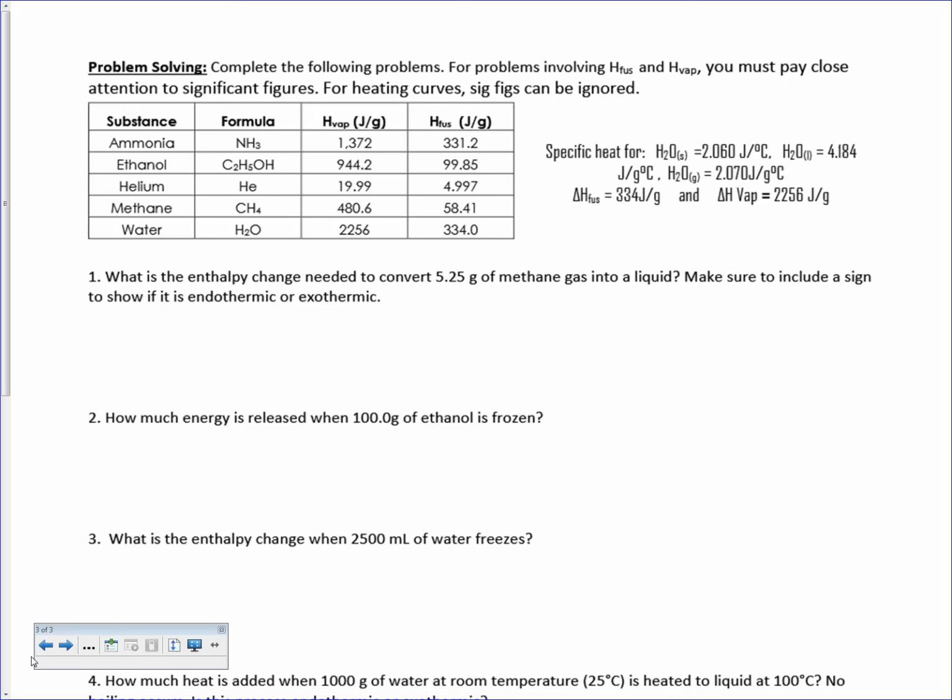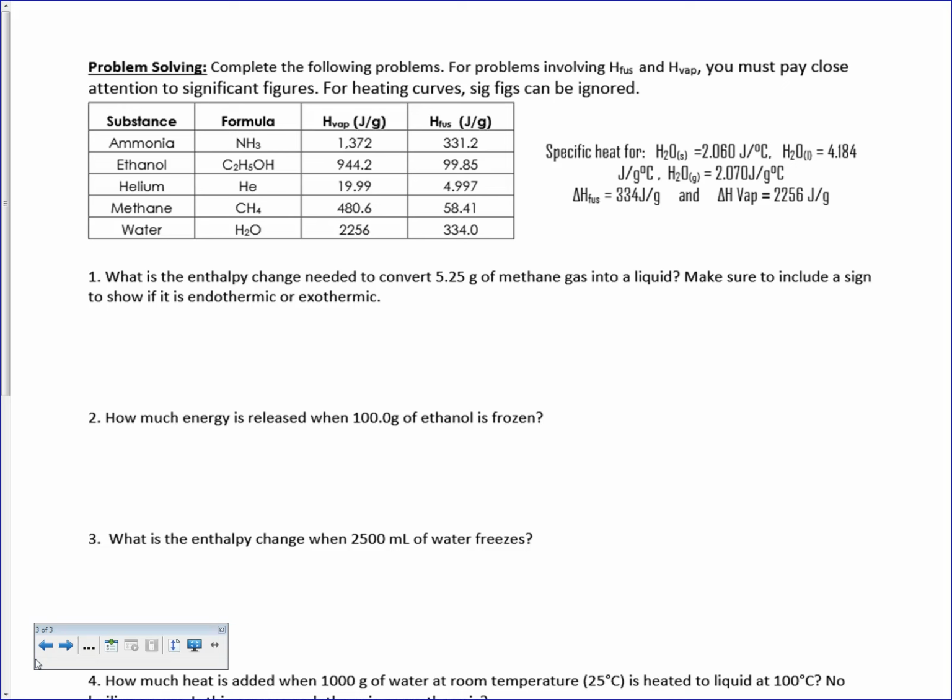So question number 1 here says, what is the enthalpy change needed to convert 5.25 grams of methane gas into a liquid? So we're going from a gas into a liquid. And this is the last page here on this review guide. All of these are math problems that you'll have to do.